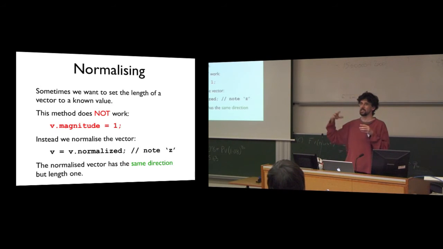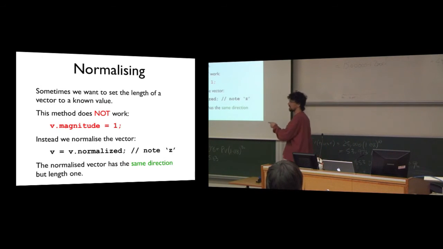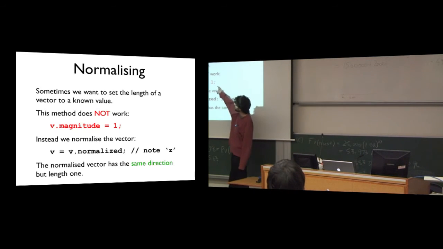So the thing we can't do is directly set the magnitude. Magnitude is a read-only variable. If you look in the docs of Vector3 on the web, it'll tell you that magnitude is read-only, which means that you can't assign a value to it. So if I have a vector and I want to make it a certain length, I can't do this. I'm not allowed to say the magnitude is equal to 1. It just doesn't work that way.